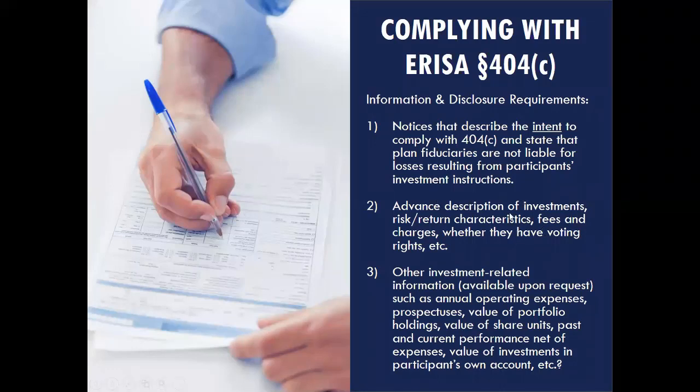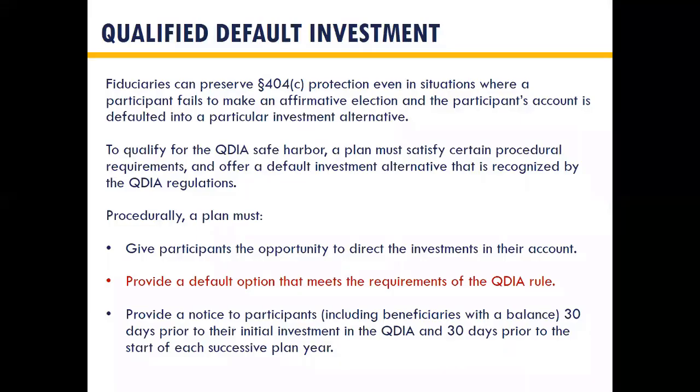Of course, there have to be descriptions of the investments. There has to be disclosure about where and how they can access things like operating expenses, prospectus for each investment choice, etc. And all of that's going to be contained in that 404C notice.